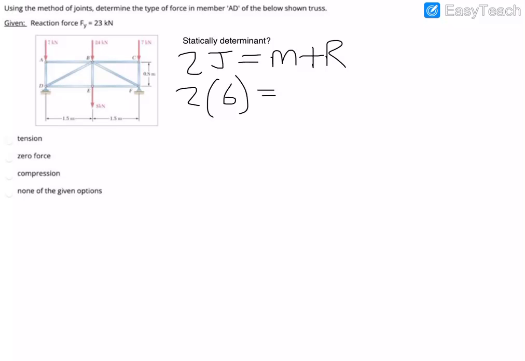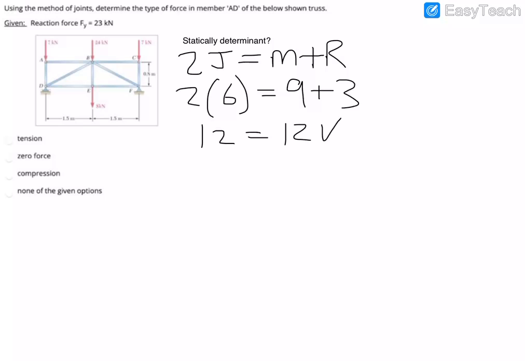But we'll have M is equal to 1, 2, 3, 4, 5, 6, 7, 8, 9. So we have 9. And to that we have to add the reactions. So we have a pin right here and a roller right here. So we have 1 reaction from a roller, 2 reactions from a pin, so that's 3. And we have 12 is equal to 12. And it checks as being statically determinate.